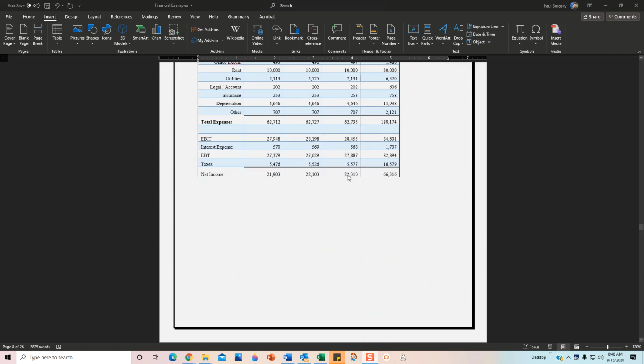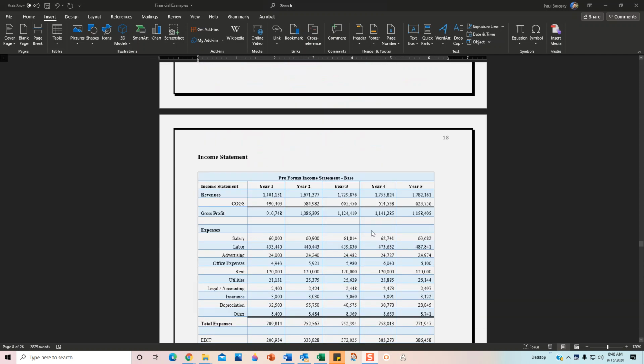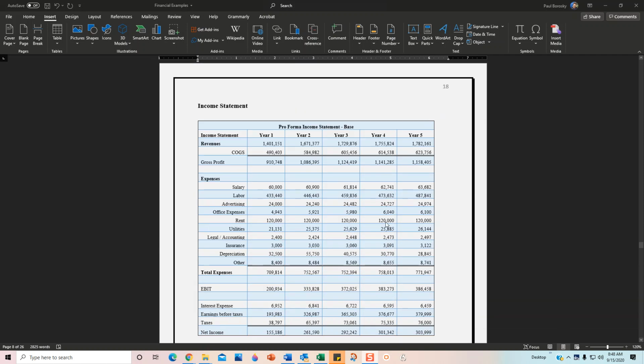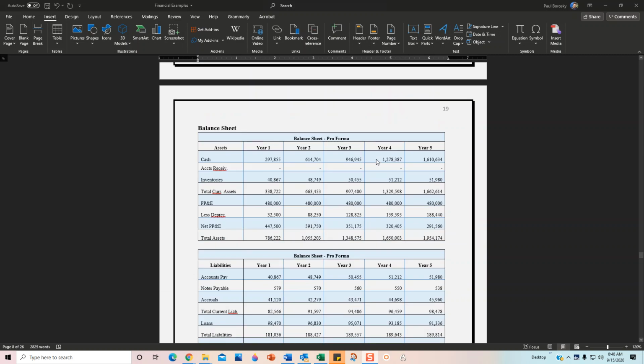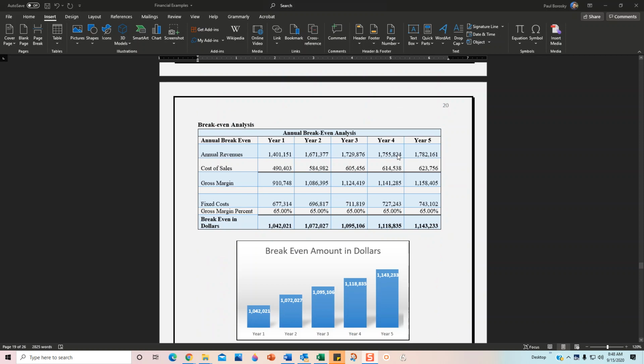We all do that all the way down to quarter 4, and then I summarize quarter 4 here. And then once we're done with the 24-month profit and loss, I go ahead and include an income statement for your ProForma income statement. And in the ProForma income statement, I go ahead and project your revenues and costs for the next 5 years. The balance sheet, same thing. I go ahead and project what your assets are, what your costs are going to be, and your equity positions for the next 5 years as well.